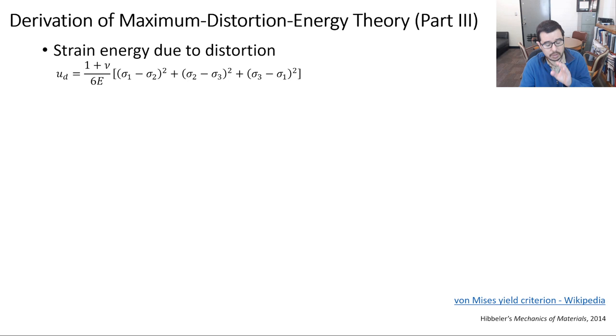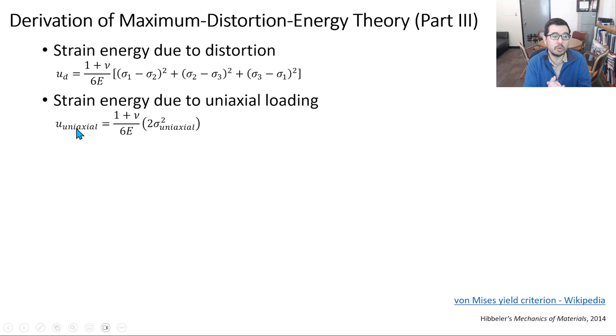The strain energy due to the distortional stress component. Sorry, we can think of what is the distorted stress due to uniaxial loading. Okay, so the strain energy due to uniaxial loading, all right, is by plugging in a sigma uniaxial, right? And so this comes out as we see here, right? So sigma 1 comes in twice, 2 times sigma 1 squared, or sigma uniaxial squared. And so this is going to be the energy, right? This is the specific strain energy associated with that sigma.